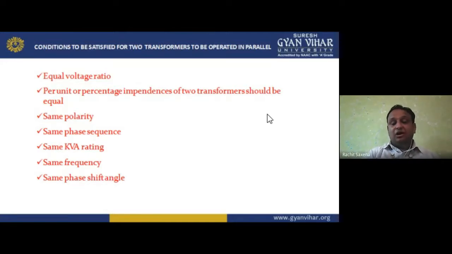Same phase shift angle. Now I am shifting the angle from R to Y to B with the same difference in degrees. So the same phase shift I am doing in the primary, the same phase shift in the secondary, the same shift in the first transformer, and the same phase shift in the second transformer. So we can say we have the same phase shift angle.